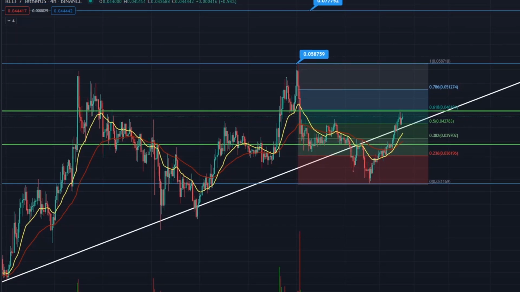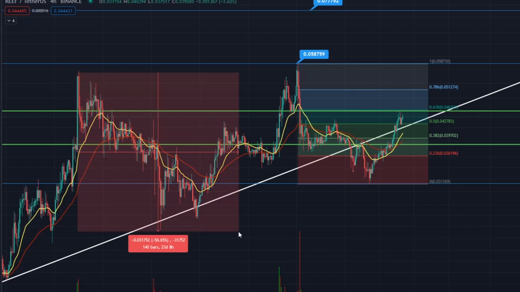And like I said to you, what Reef's got on its side is that it had that big correction of over 40%, which you do see in bull markets, okay? It had another correction from there, down there, 50%, a whopping 50%.